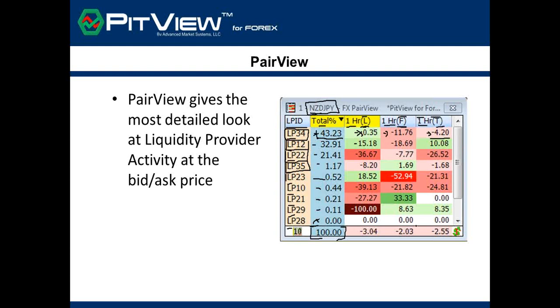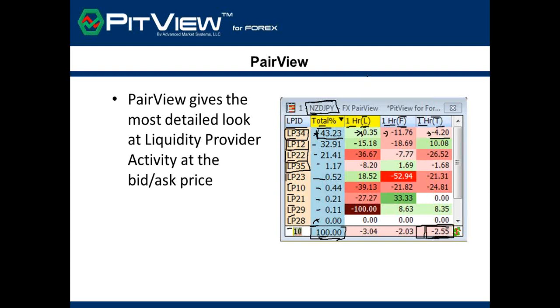One of the columns that I'll look at most often in PitView is right down in here, because obviously this is already weighted to LP34 because they represent 43% of the activity. I'll often look at these totals down in here because this is an algorithmic total based on 100% of the market maker activity, of where the buy and sell imbalances lie. A negative 2.55 would mean that there's a bigger sell imbalance, that the market makers favor the sell side of the equation, the ask side of the equation, on the New Zealand yen pair.